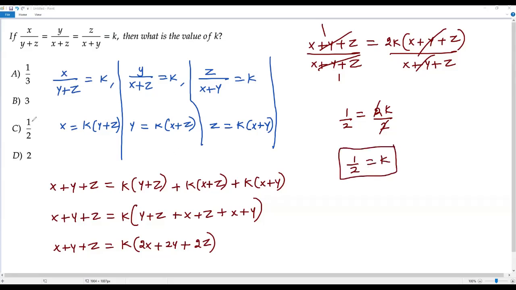We find 1 over 2 in answer choice C. The correct answer choice for this question is C.